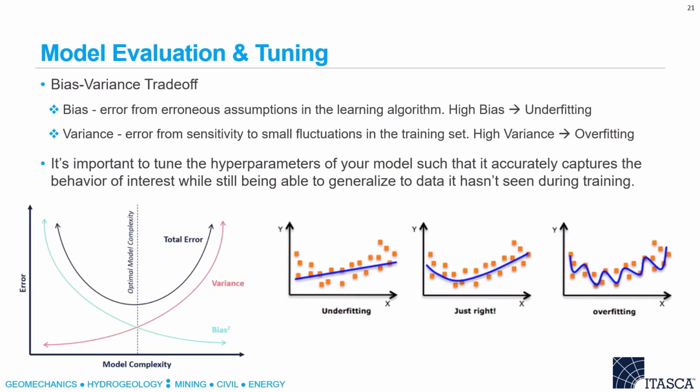Another important concept to go over is the bias-variance trade-off. This is essentially another way of looking at overfitting versus underfitting your model. Bias is error from erroneous assumptions in the learning algorithm. If your bias is high, it will lead to underfitting your model and failing to capture the relationship of interest. Variance is error from sensitivity to small fluctuations in the training set. If your variance is high, it will lead to overfitting your model to the training set and failing to generalize to data it hasn't seen before.